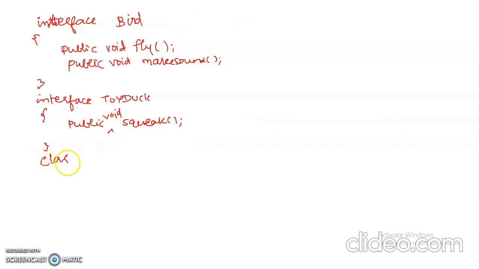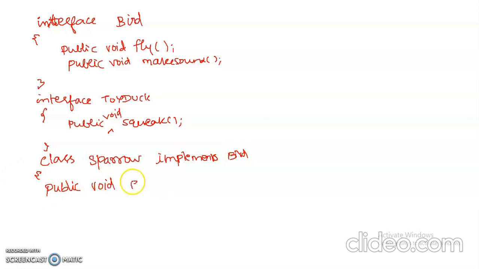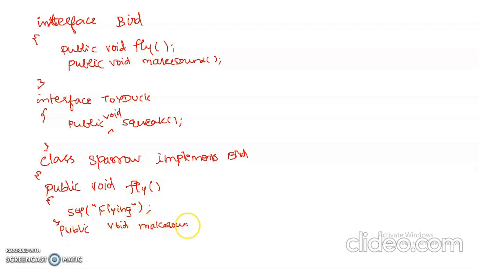So let us create a class sparrow implements bird, with two method definitions. Public void fly, System.out.println, I am flying. Similarly, public void make sound, write something like chip chip.